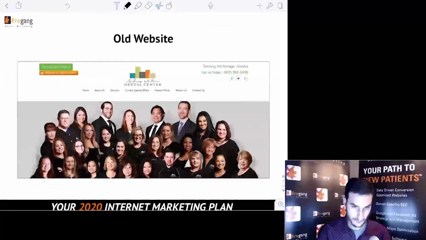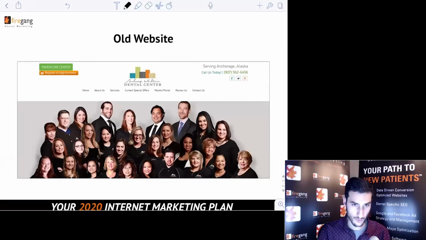So a quick example with some great analytics using all of these strategies here is Anchorage Midtown. This was the first website that I showed in this long list of examples. This was their old website here. What you'll notice with this is tons of white space. Outside of having the staff photo here, this website was pretty weak.